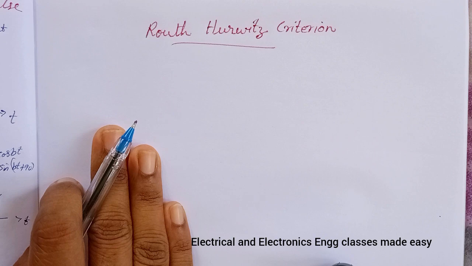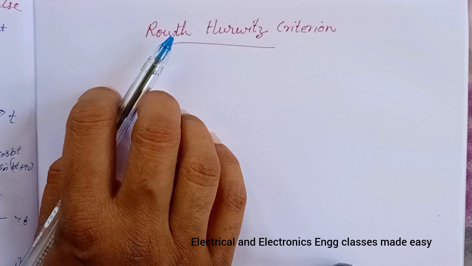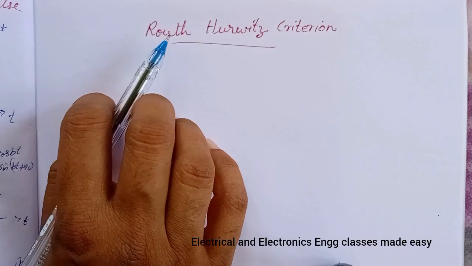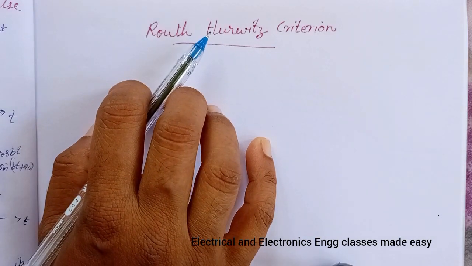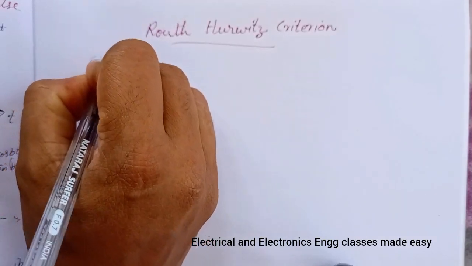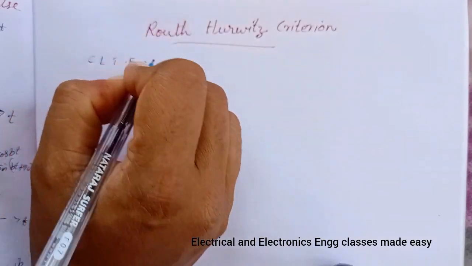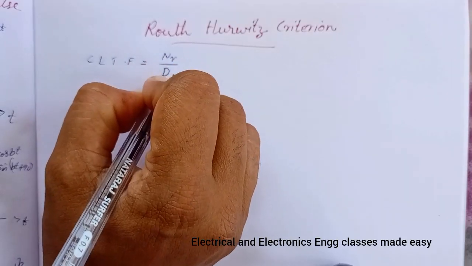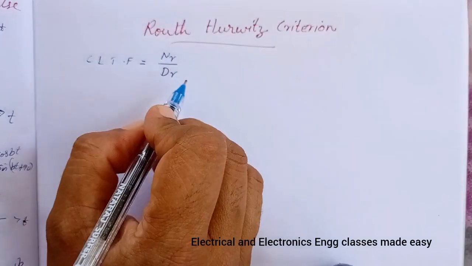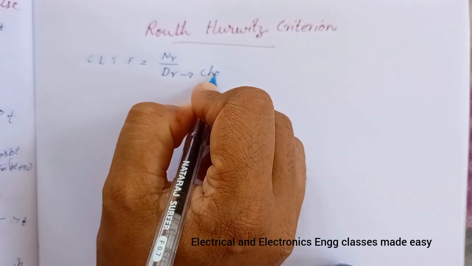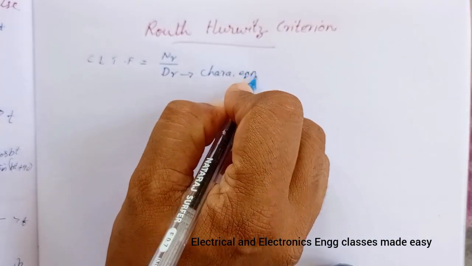Today's class is the continuation of stability analysis, and the first method to go for stability is the Routh Hurwitz Criterion. The closed loop transfer function of a system is the ratio of two polynomials, that is, there will be a numerator and a denominator, and the denominator polynomial of the closed loop transfer function is called the characteristic equation of the system.